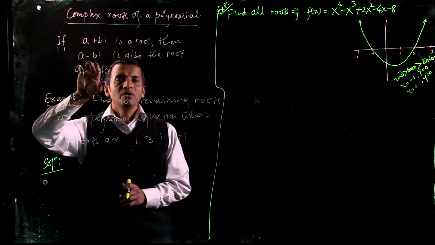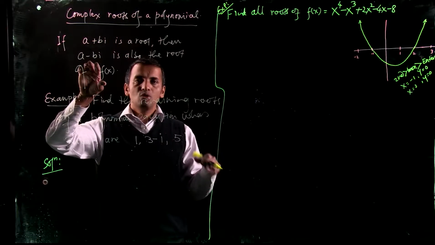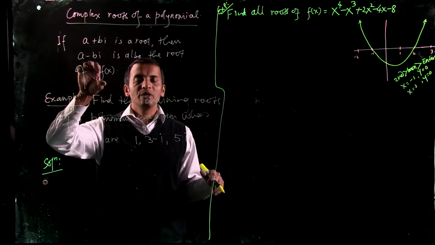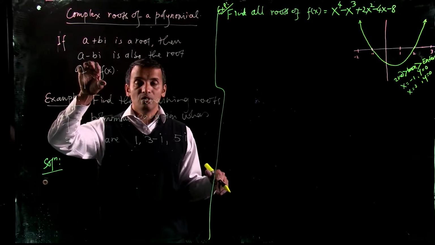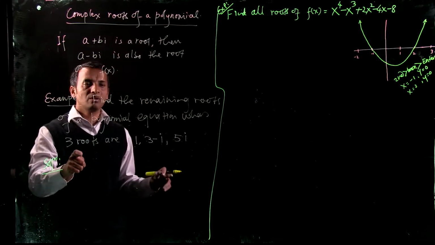Meaning that if a complex number is a root of the polynomial, its conjugate is also a root of that polynomial. So the complex roots always come in pairs. They do not come alone. They always come in a pair. Okay, so let's see this example.